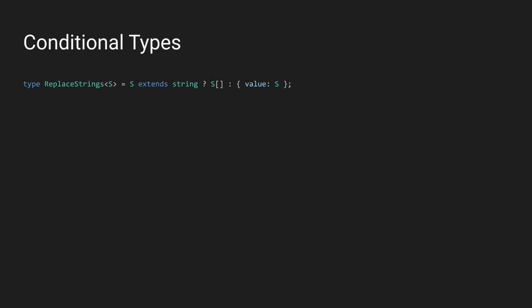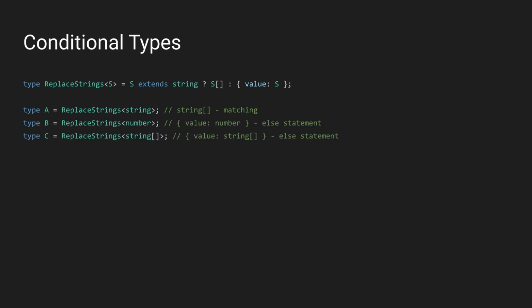On the screen we have a basic condition. If the provided type extends string, we are returning the passed type as an array. Otherwise, we get an object with a value key of the type. So when we populate the replace string template with a string, we get an array of strings. When we pass types that do not match the string condition, here it will be number and array, we get the object type with the appropriate value key.